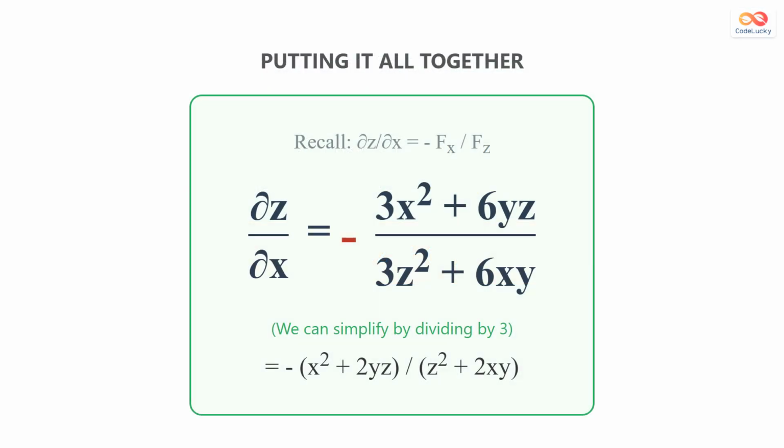Finally, we plug our results into the formula. We get negative, then the fraction with our x derivative on top and our z derivative on the bottom. We can simplify by factoring out a 3 from both numerator and denominator, giving us our final answer.